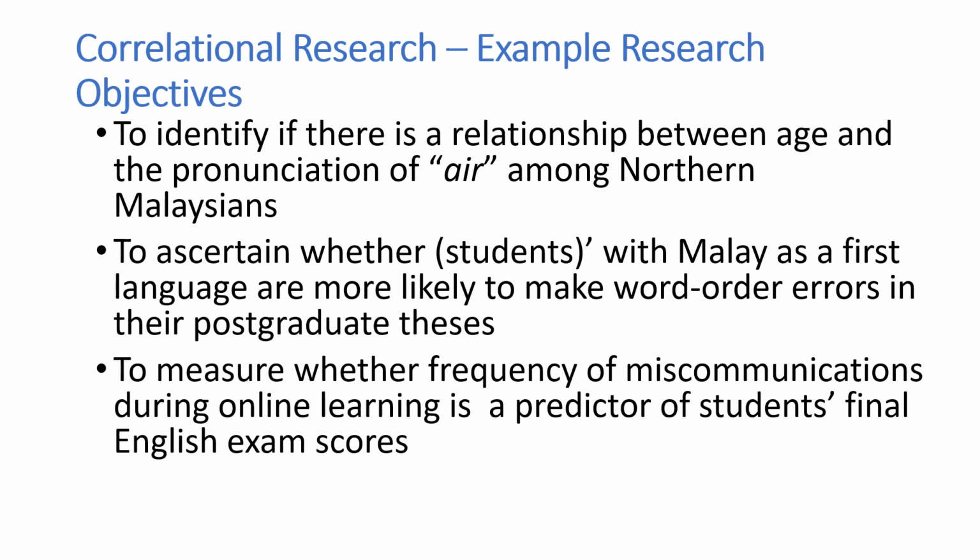In terms of the miscommunication during online learning, we might want to see if there's a relationship between the frequency of miscommunication, which is one variable, and students' final English exam scores. So we might collect the frequency of miscommunications in a class, and then also the students' final exam scores in the class, and do a correlational analysis to see whether there is any relationship between these two variables.